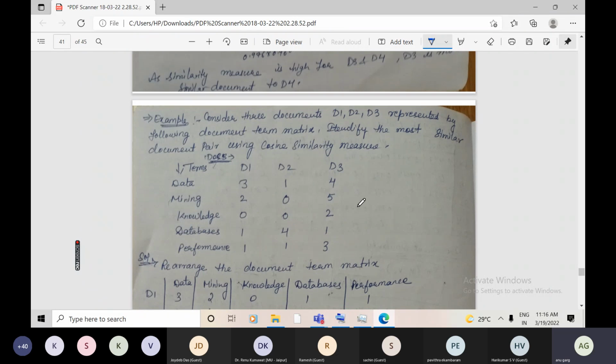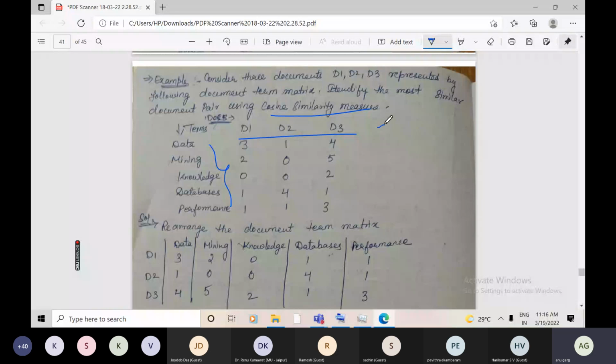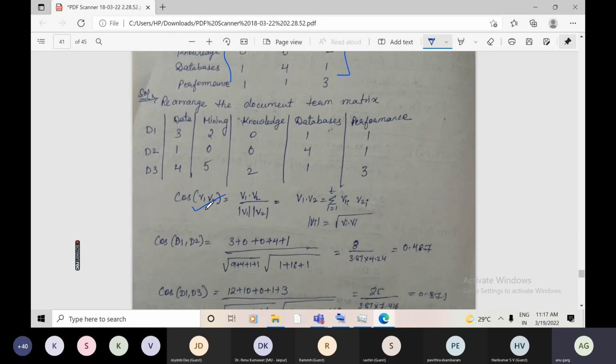Let's finish it. So here also again, they have given some documents. These are the terms and these are the documents. And they have asked us to find the most similar document pair using cosine similarity. But here they did not ask us to use TF-IDF. So if they don't ask, we can directly use these values to do the cosine similarity.